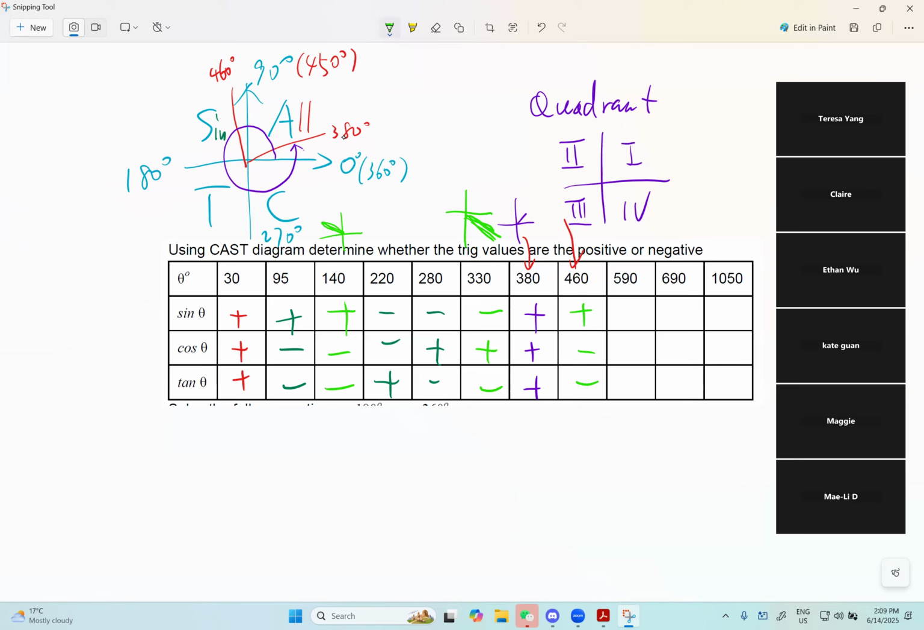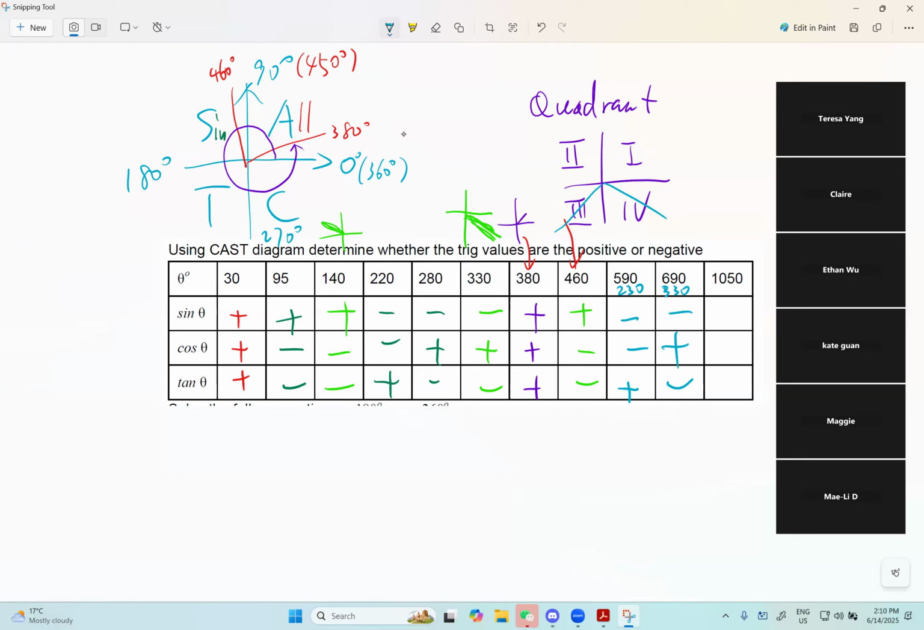Oh, let's double check. The whole revolution is 360. So you can just do 230. Team, correct. 230 is around here. This one same as 230 degree. Leo W. How about 690? Oh, you minus 360. So you got the 330. It's here. Cos positive. The other two negative.